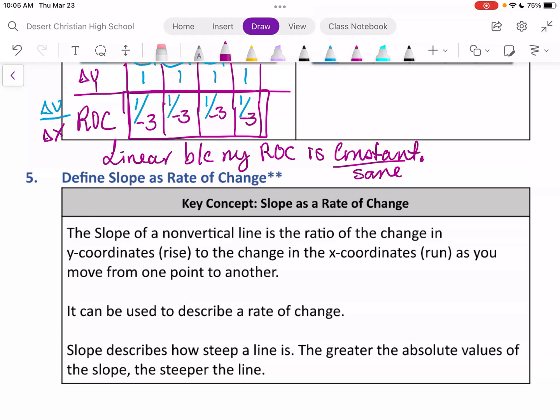The slope of a non-vertical line. Remember, I mentioned we'd see this non-vertical again. We cannot use slope with x equals a number. So for instance, I can't use slope with x equals 7, because that would be a vertical line, and I cannot use slope with vertical lines. Vertical lines have an undefined slope, all right?